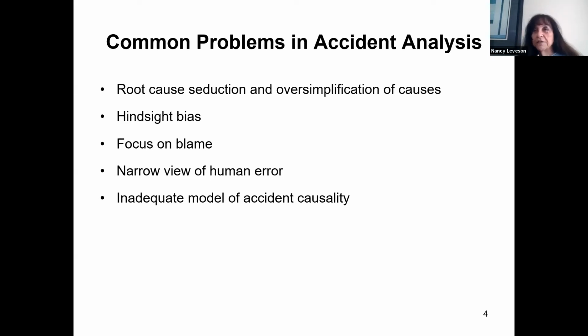Well, there's root cause deduction, which I mentioned on Monday, and I'll mention it quickly again today. An oversimplification of the causes of accidents. There's hindsight bias, which we're going to spend some time on because it really is dysfunctional in terms of accident analysis. A focus on blame, a narrow view of human error, and using inadequate models of accident causality.